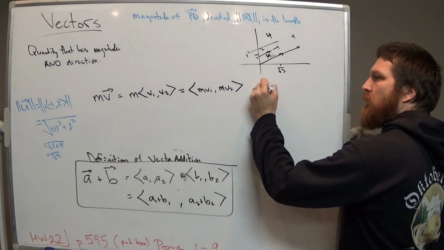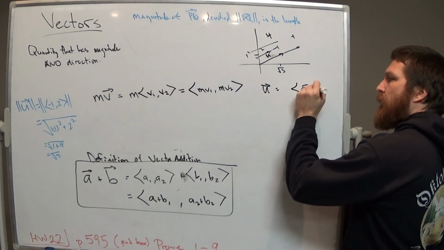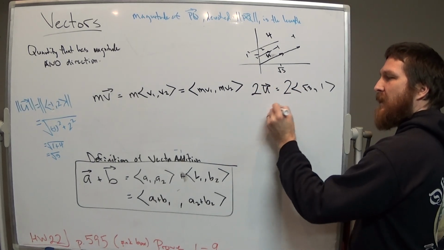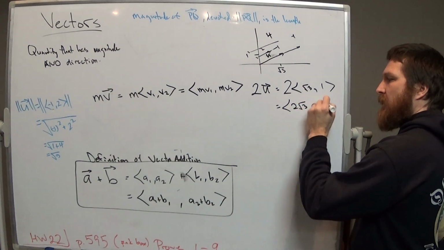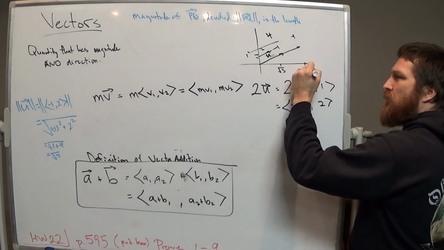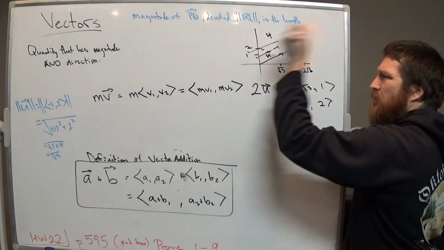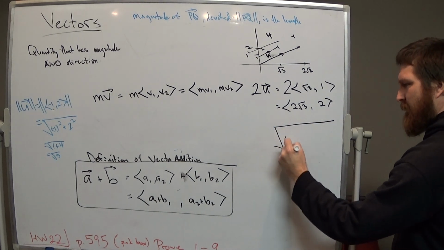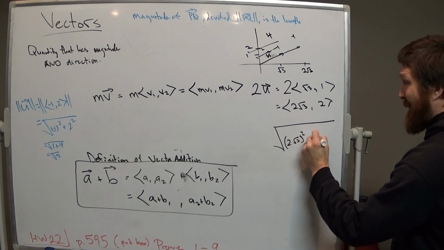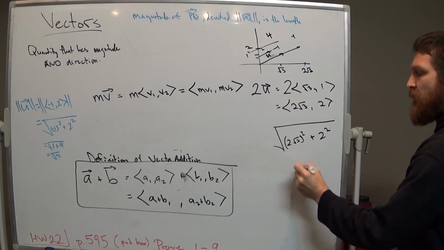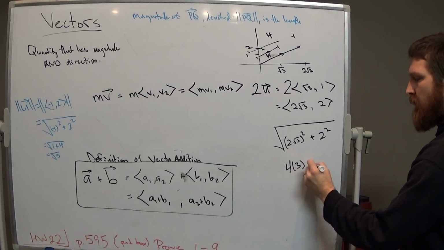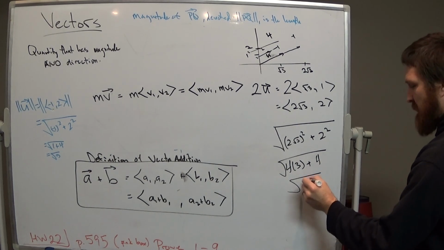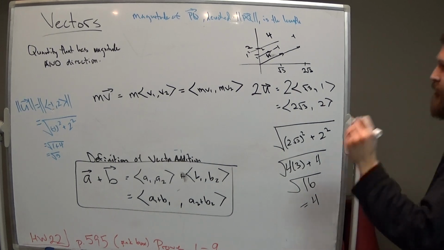So u was root 3 comma 1. Then 2u would be 2 times that, which is 2 root 3 comma 2. That brings me out to 2 root 3 comma 2. And what's the magnitude of that? It'd be 4. It better be. Let's just check. 2 times root 3 squared is 4 times 3, which is 12, plus 4 is 16. Root 16 is indeed 4.